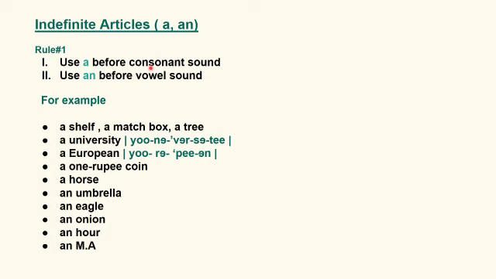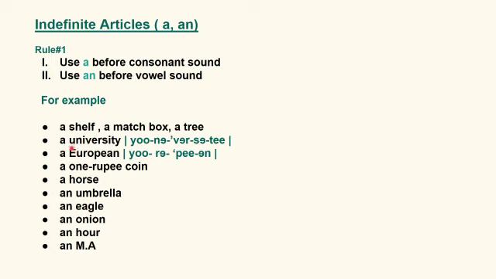What is consonant sound? Consonant sound is a speech sound that is made with your mouth fairly closed. What is vowel sound? Vowel sound is a speech sound that is made with your voice, with your mouth fairly open. We can say consonant is a high pitched sound and vowel is a low pitched sound. For example, shelf with sha, matchbox with ma, tree with ta. So these all are consonant sounds. We use a before them. A shelf, a matchbox, a tree.